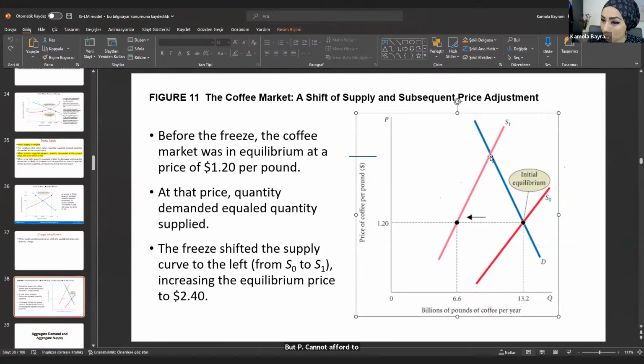So if you want to find the equilibrium price, it means for the price of 1.20 USD, now there is no intersection. So the new price will be 2.40 USD. So for the supplier to make some profit, the equilibrium price will be 2.40 USD, which is a 100% increase.